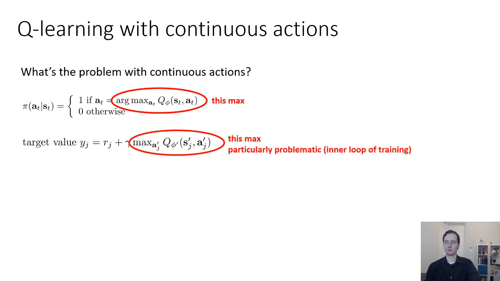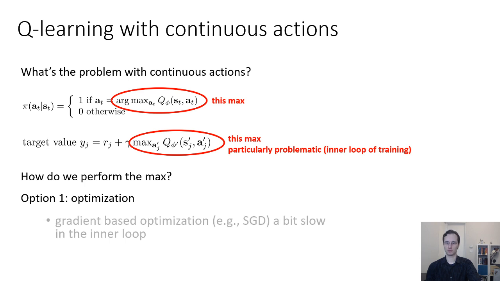So the target value max is particularly problematic because that happens in the inner loop of training, so you really want this to be very fast and very efficient. So how can we perform this max when you have continuous actions? Well, we basically have three choices. Option one is to use a continuous optimization procedure, like, for instance, gradient descent. Now, gradient descent by itself can be pretty slow because it requires multiple steps, gradient calculations, and it happens in the inner loop of an outer loop learning procedure, so there are better choices that we could use.